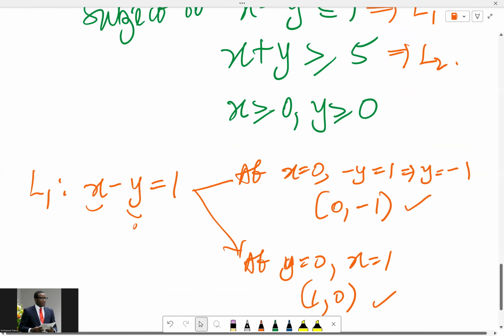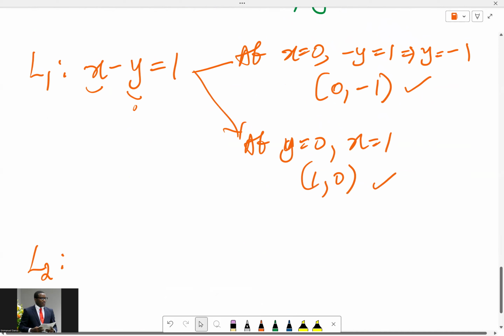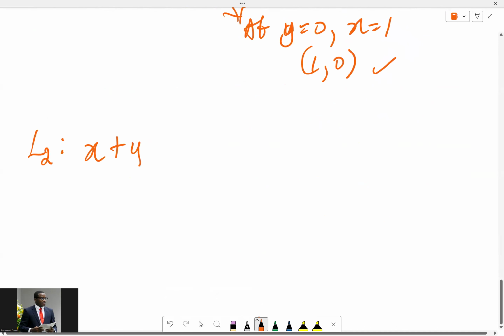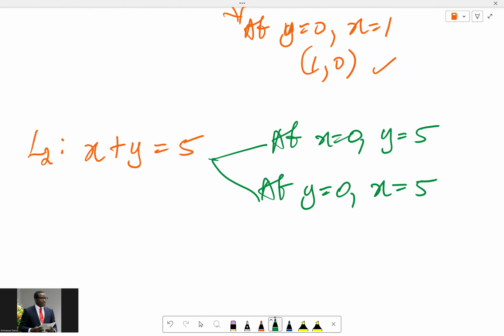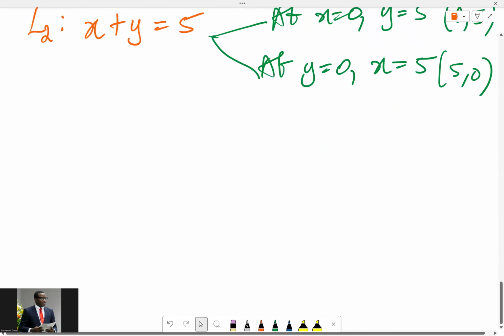Line 2 now is x plus y greater than or equal to 5, but as a line, it is just x plus y equals 5. Again at x equals 0, y is equal to 5. Then at y equals 0, x is equal to 5. So here you have (0, 5) and here you have (5, 0). Okay, so we can go for the plot now.